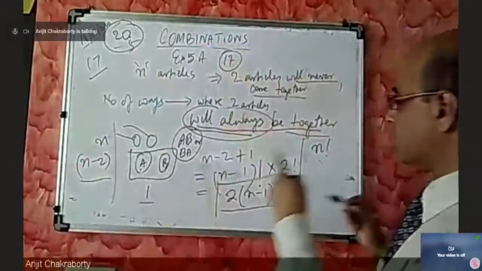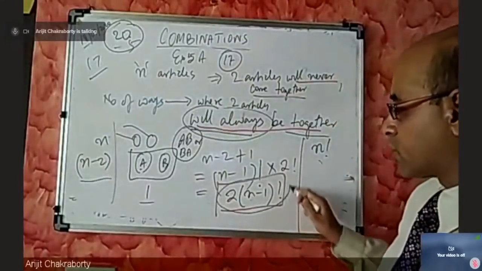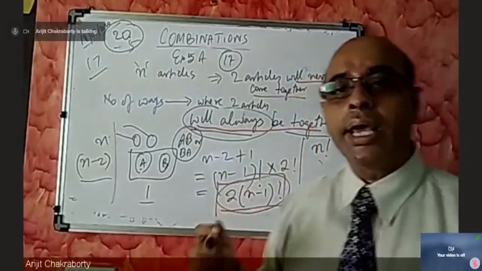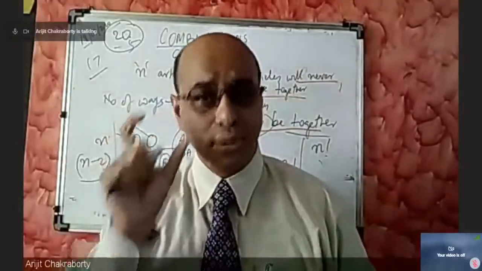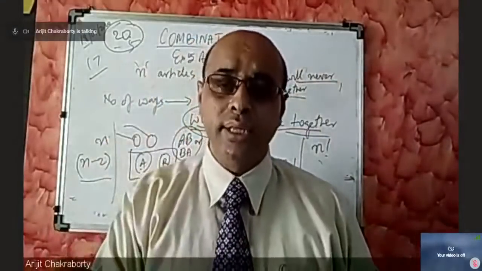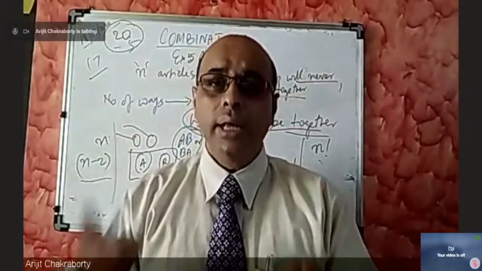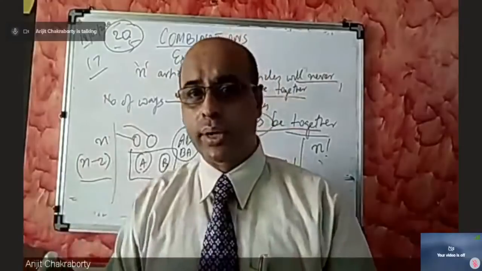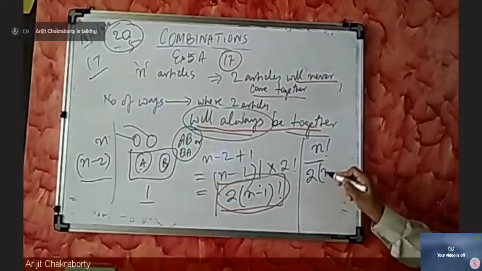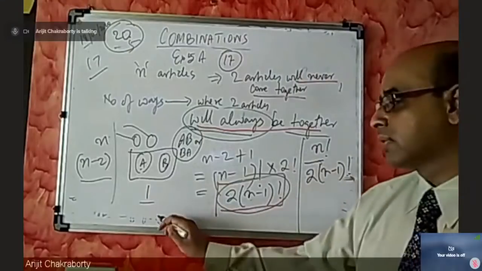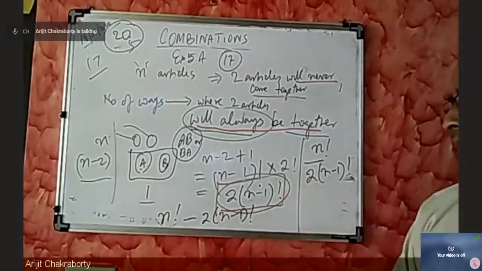Same thing here. Total number of cases is n factorial, out of which 2 into n minus 1 factorial cases are where A and B will always be together. That means if you just find out the difference of these two, that difference will be the answer to the question: how many cases where these two articles will never be together. That means the answer is n factorial minus 2 into n minus 1 factorial. So the final answer is n factorial minus 2 into n minus 1 factorial.